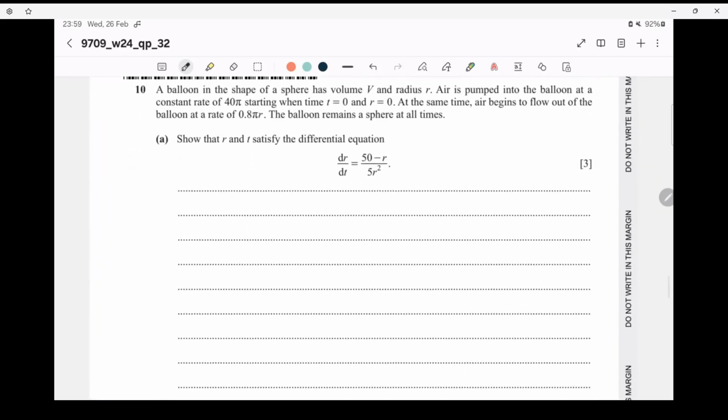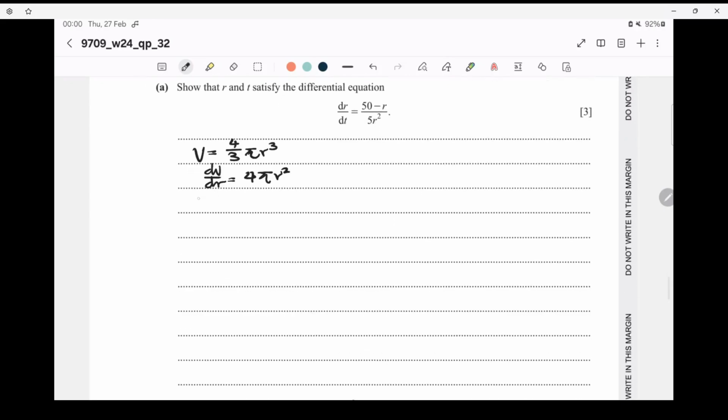Question 10. You have a spherical balloon, with air pumped in at 40 pi, and going out at 0.8 pi r. So V is 4 over 3 pi r cubed. So let's differentiate with respect to r first, because we are going to need it. So this is 4 pi r squared. So dV over dt is given by going in 40 pi, going out 0.8 pi r.